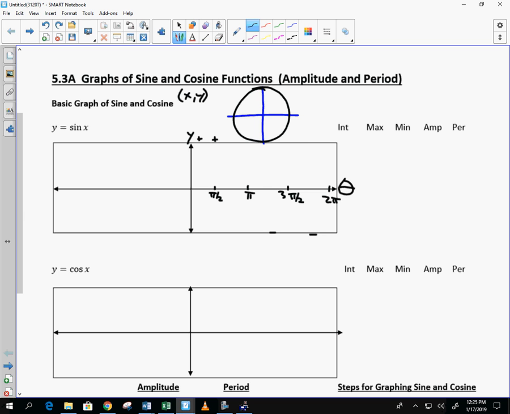Here we go. We're going to travel around the unit circle. We're going to start at 0 radians. What is the y value of that terminal point? 0. What is the y value of the terminal point at pi over 2? 1. What is the y value at the terminal point of pi? The y value. 0. What is the y value of the terminal point at 3 pi over 2? Negative 1.